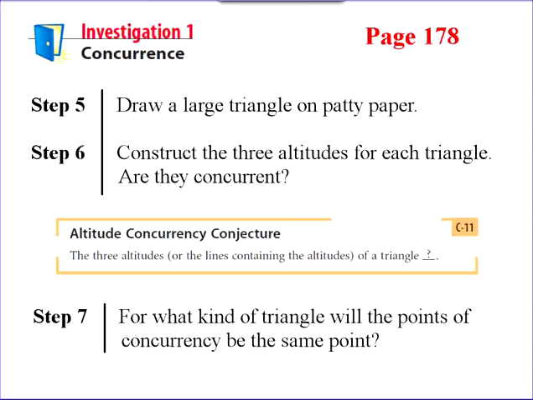So did we get our three? How are you guys doing with your altitudes? Good. So what can you imagine is gonna happen? They're gonna intersect at what? At the middle. Now we have a special name for this one. These are called the orthocenter.